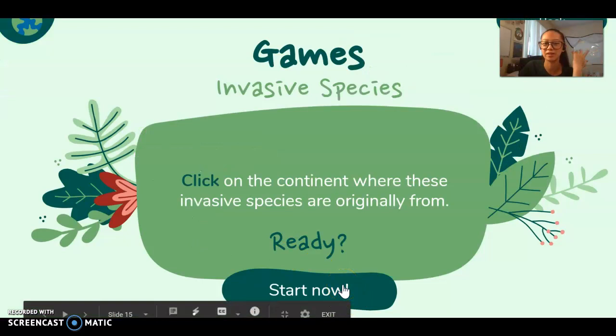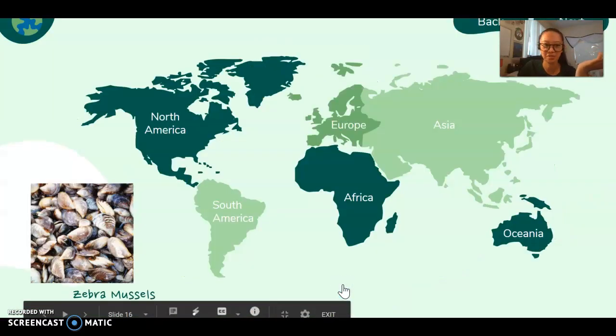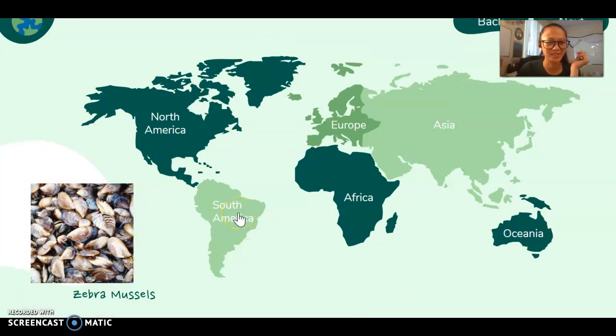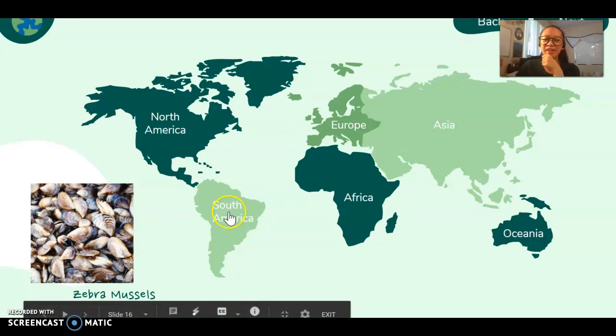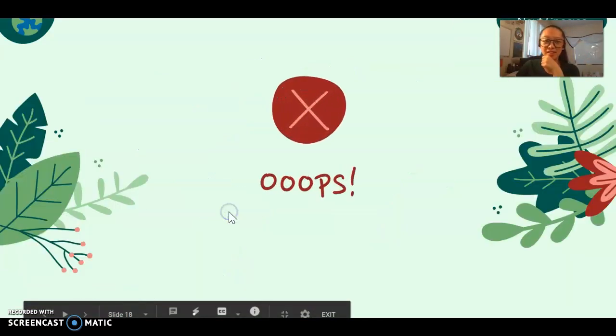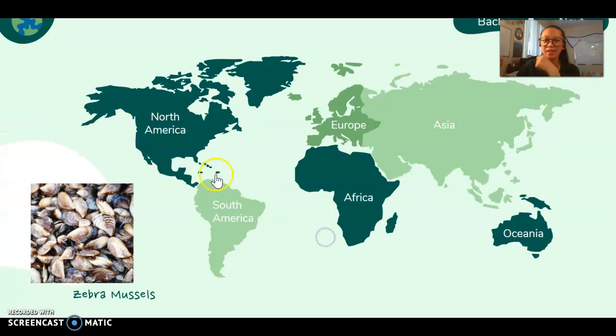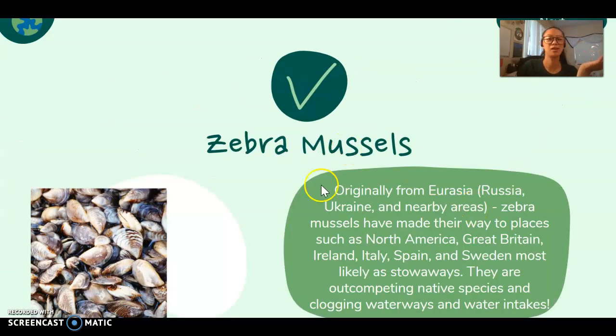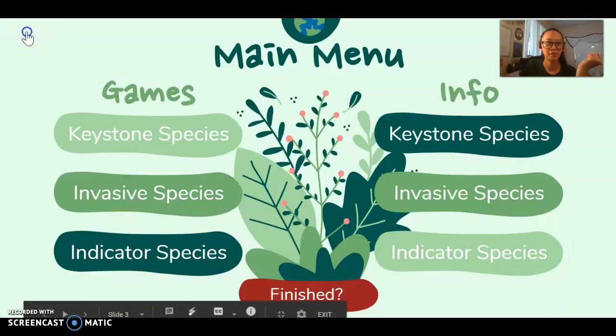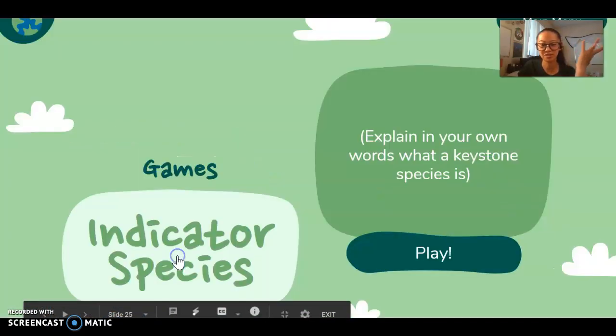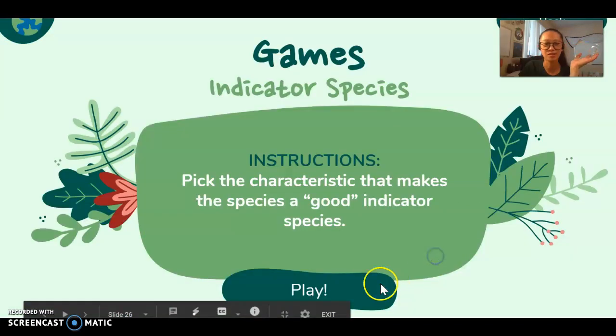And then the invasive species game may look something like this. You are going to try to click on the place where they're originally from. So if we're taking a look at zebra mussels, maybe, sorry for the loud noises, y'all, maybe I think they're from South America. Nope. I'll try again. Maybe from Europe. Cool. This is actually from Europe and Asia, so if you clicked either, it would have been correct. And then there's some information about it, right?